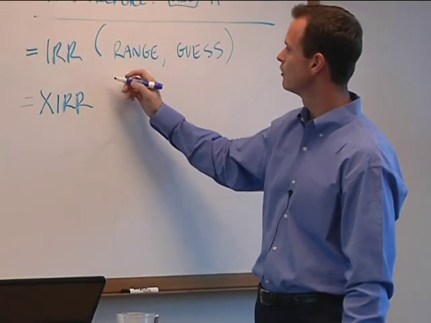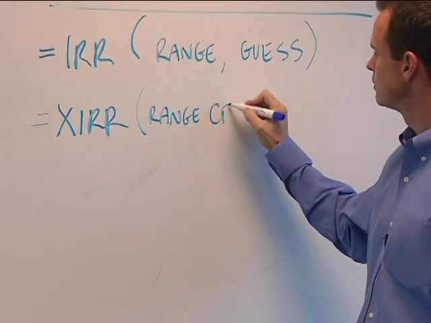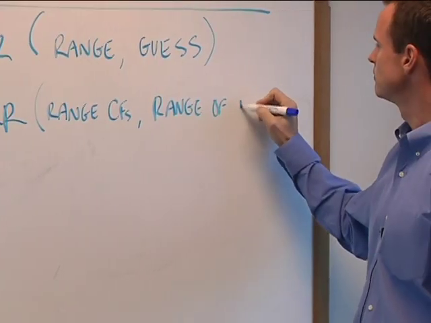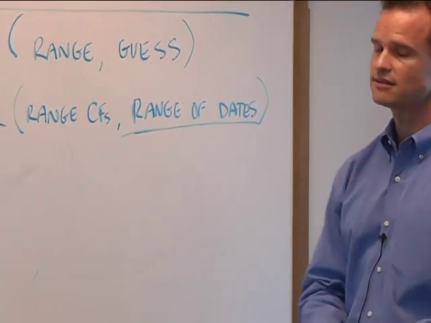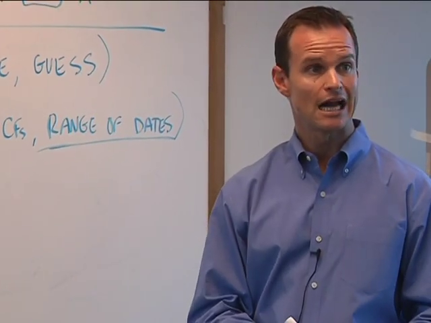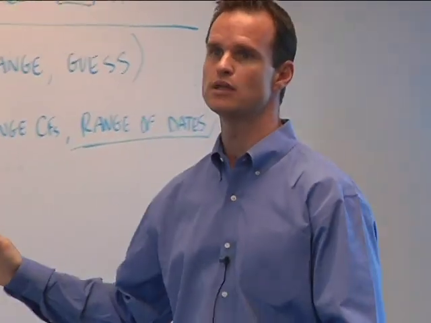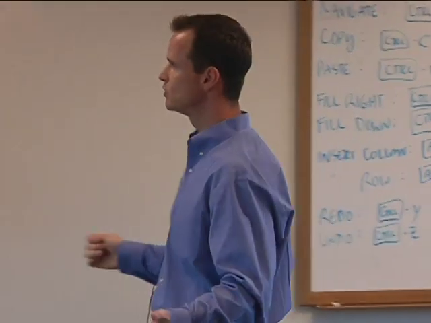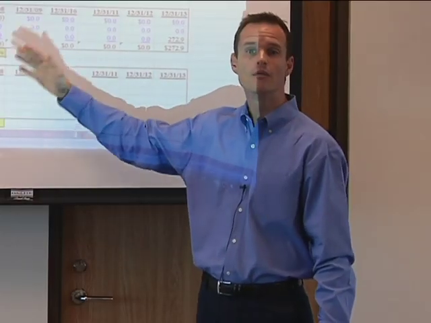All right. But XIRR, range of your cash flows, comma, and then you'll enter your range of dates. Right. As I mentioned in an earlier class, Excel has the ability to calculate the number of days between dates. So by entering the range of dates, Excel can take into account the precise timing at which those cash flows occur. And in most situations, again, these happen to be a year apart, so IRR works, but in many situations, cash flows will be a little lumpy.